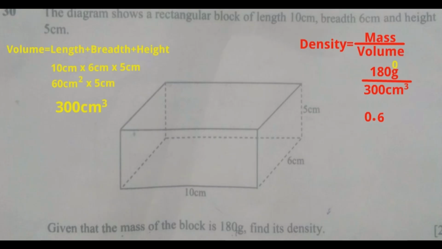Okay, 0.6. So when it comes to writing the units, we start with the units which are on top, which is gram, then grams per centimeter cubic. Okay, so our answer will be 0.6 grams per centimeter cubic, and that is the density of the block.